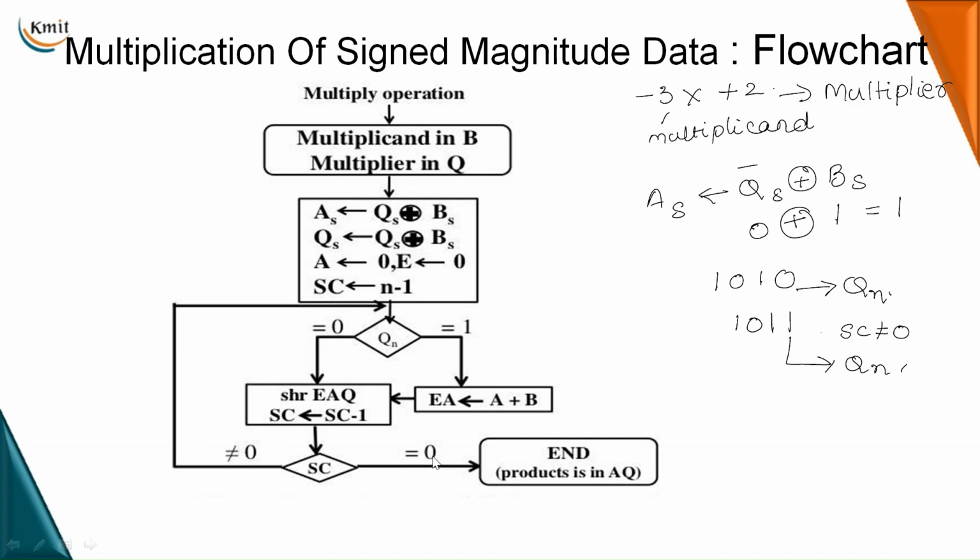Whenever your sequence counter reaches 0, it means that is the end of your multiplication process and the product is stored in the A register and Q register. So if I have a 10-bit product, 5 bits will be stored in the A register and 5 bits will be stored in the Q register. That gives my total product. So this is the algorithm for sign magnitude multiplication.